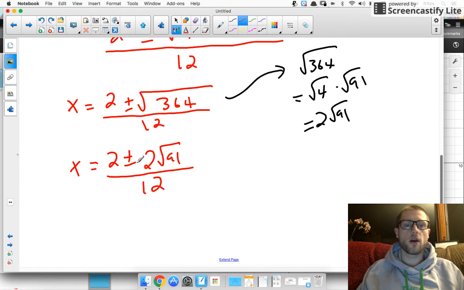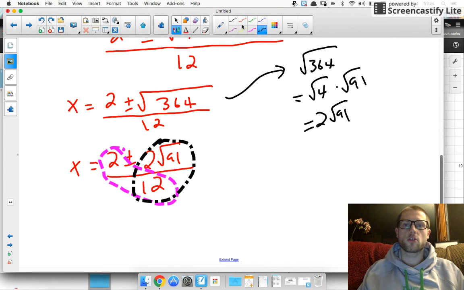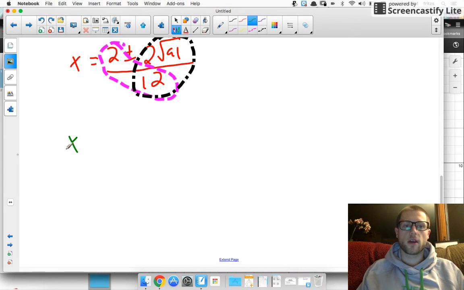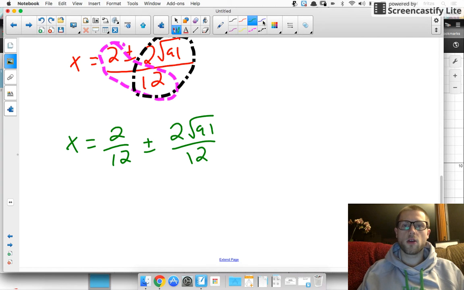And at this point, I want to split this up. Really, this is kind of like two fractions. I can imagine here's one fraction, 2 over 12, and then here's another fraction, 2 root 91 over 12. So let's split this up into my two fractions. I've got x equals 2 over 12 plus or minus 2 root 91 over 12. And look at this, here I can cancel some stuff out. So this is going to reduce to 1 over 6. And over here, that reduces to a 1, and that reduces to a 6 also.